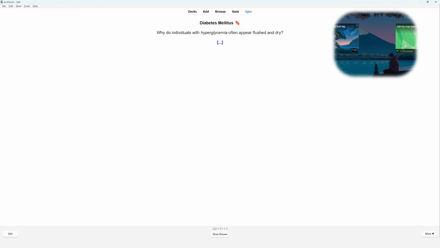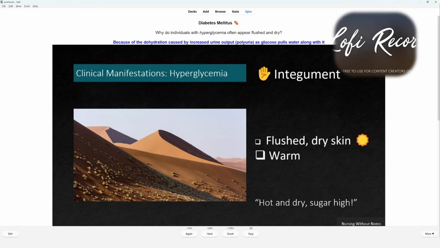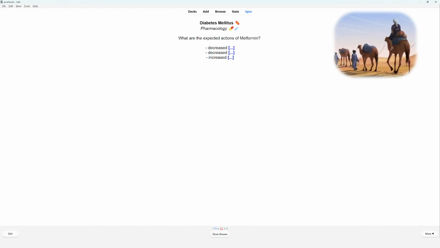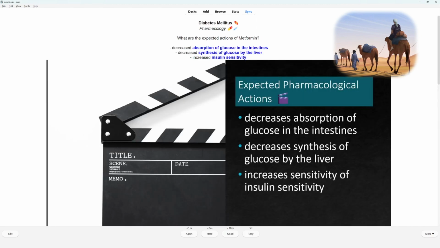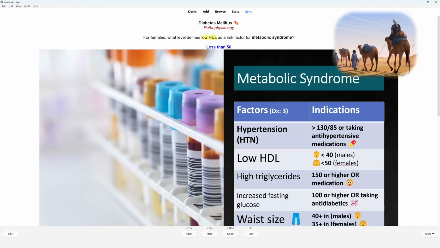Why do individuals with hyperglycemia often appear flushed and dry? That's because all that water is leaving along with the glucose in the urine, that polyuria. So, decreased absorption in the intestine, decreased production of glucose in the liver, and increased insulin. Okay. Potassium, female HDL, 40, less than 50. Okay.